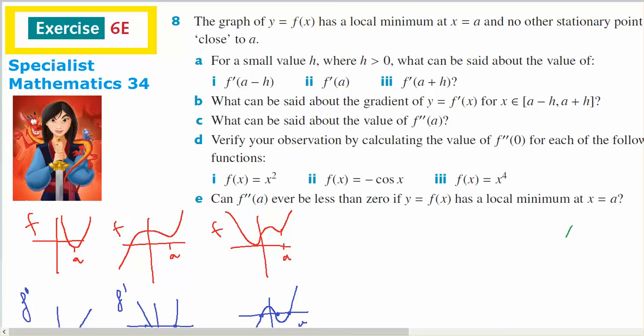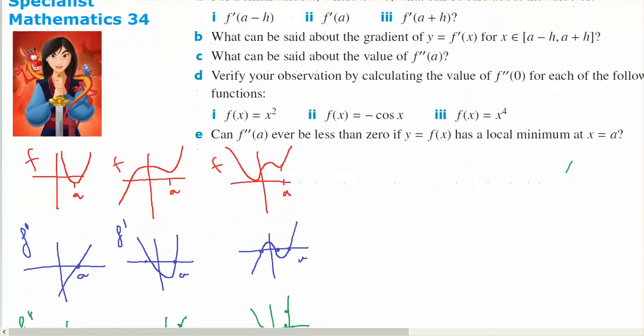This is for Year 12 Specialists. It comes out of question number 8 in 6E to do with points of inflection, second derivatives and curve ups. Okay, so we have a local minimum at x equals a and no other stationary point close by to a.